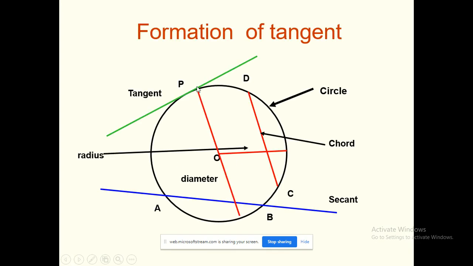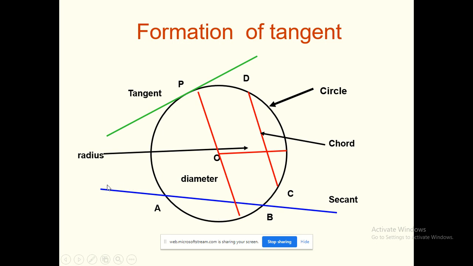The segment that is passing through the center and cutting the two sides passing through the circle is called diameter. The radius, this is the radius. It's from the center to the circle. This is the chord. If you see a DC chord, okay, it's a segment and you are joining 2 points on the circle, but it's not passing through O. If it's passing through O, it will be a diameter.